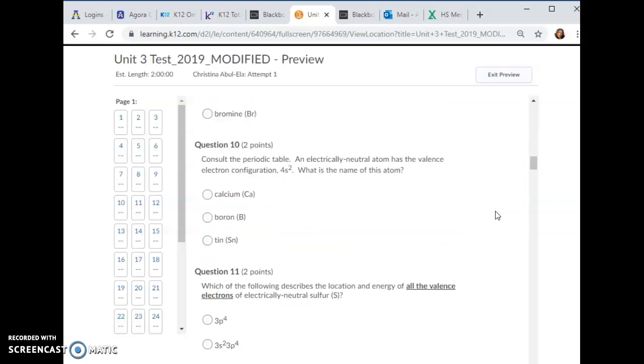Question 10. Consult the periodic table. An electrically neutral atom has the valence electron configuration of 4s2. What is the name of this atom? Calcium, boron, tin.